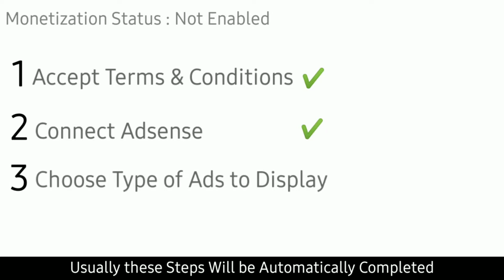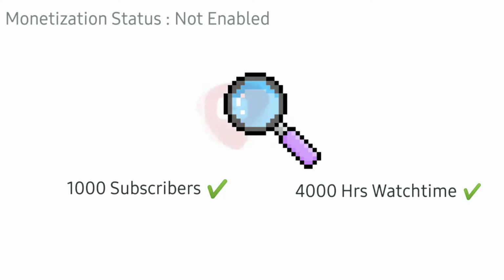Next step is to select the type of ads to display. I recommend selecting all types to maximize revenue. Next step is to complete threshold. Once the threshold is complete, your channel will be verified if it satisfies YouTube advertisers' friendly guideline. If it does, monetization will be enabled.